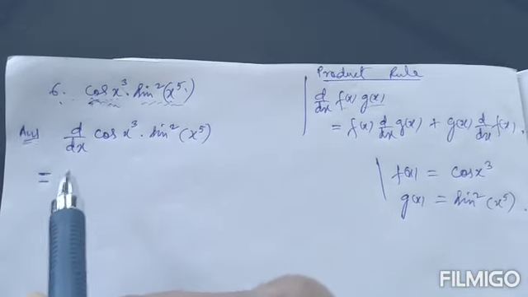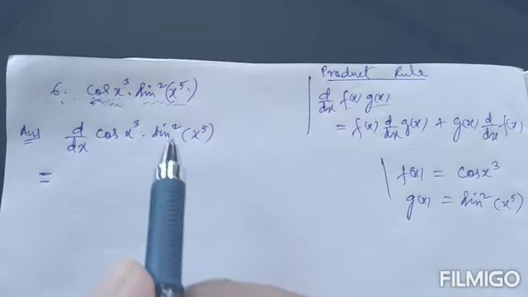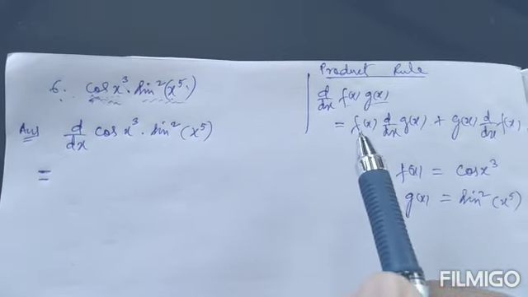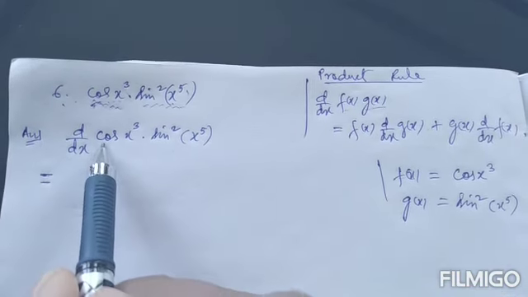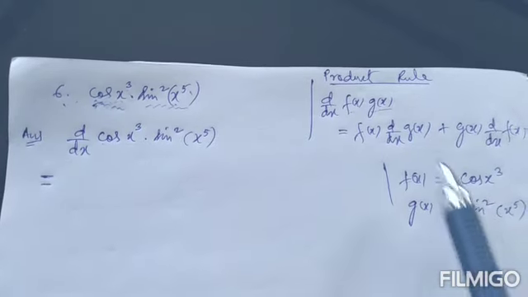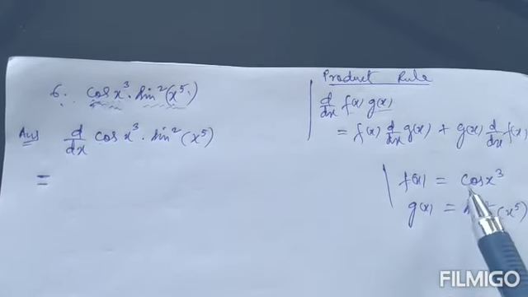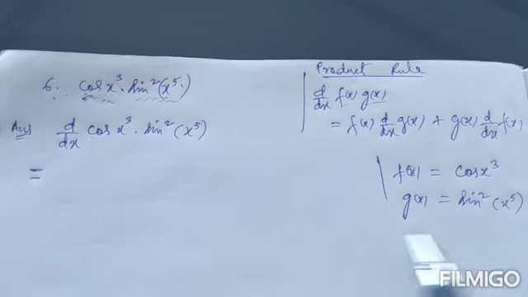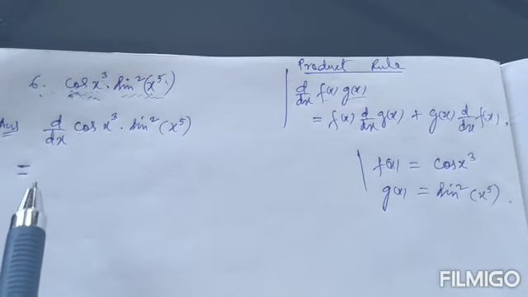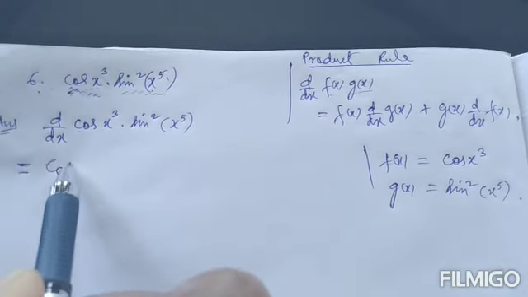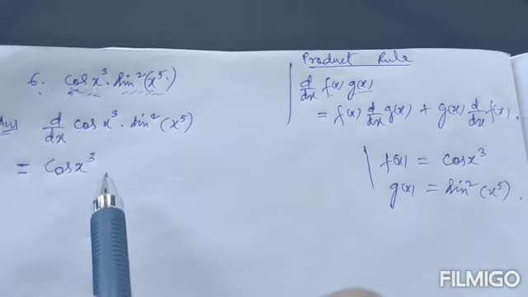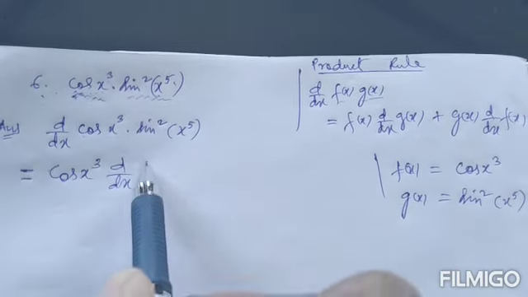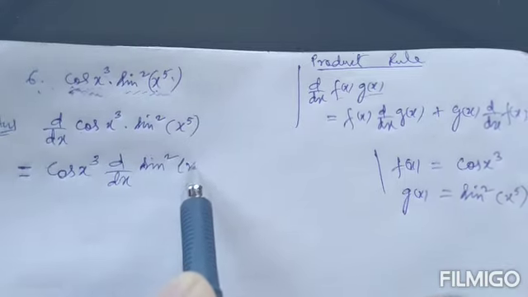Answer: d by dx of cos x cube sin square x power 5 equal to, first f(x) remains constant, that means cos of x cube remains constant. That means wherever f(x) is present, I'll put cos of x cube. Wherever g(x) is present, I will put sin square x power 5. So first f(x), that means I'll have cos of x cube, then d by dx of g(x), that means I'll have sin square x power 5.